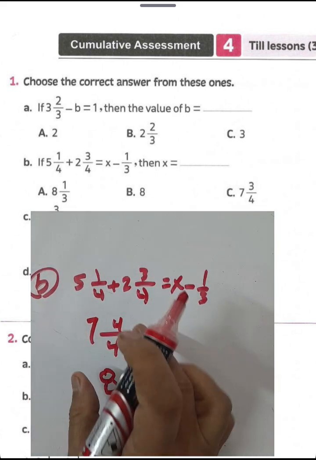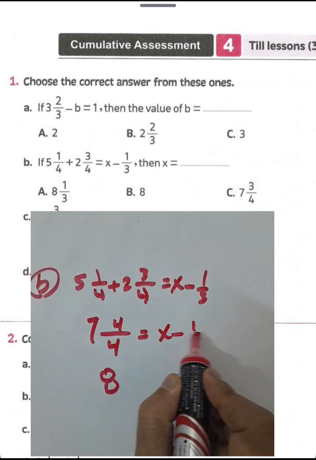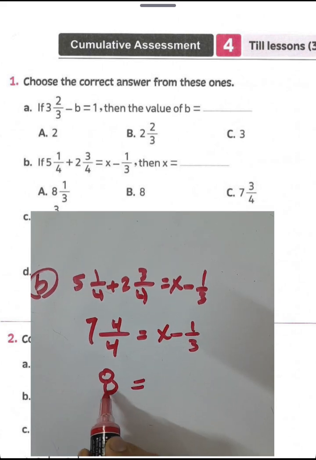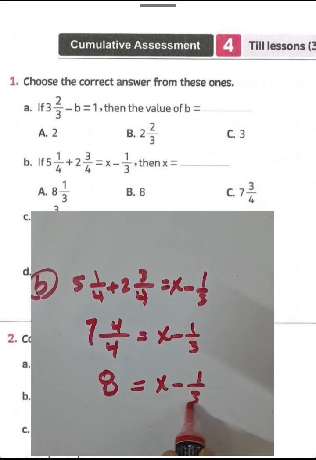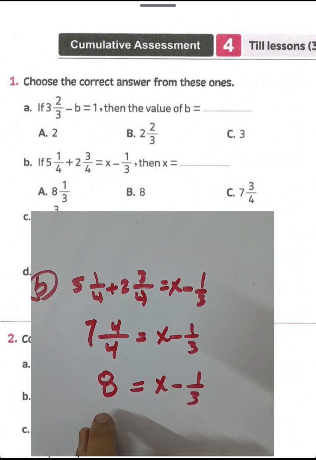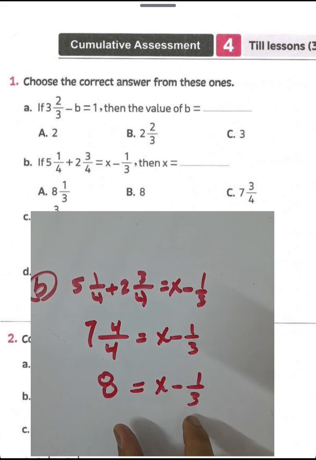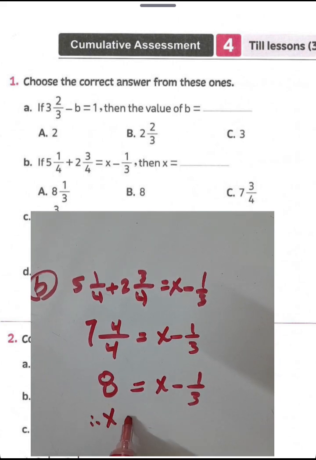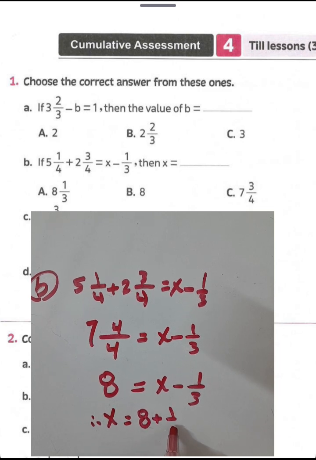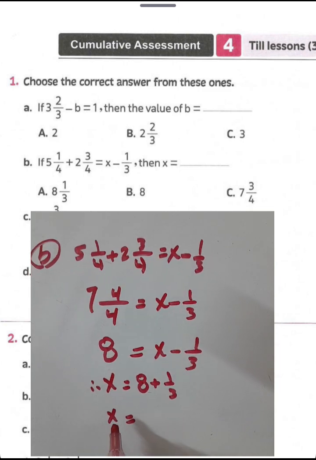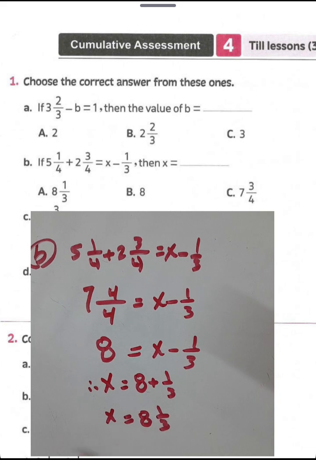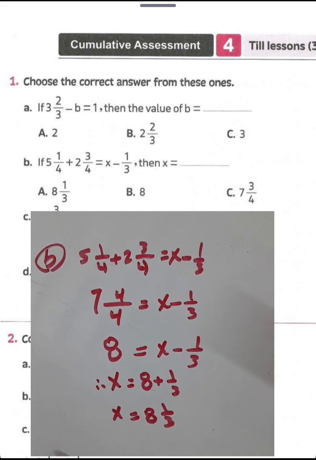Sum of them equal 8, and they give us x subtract by 1 over 3. Then 8 equal x subtract by 1 over 3. To find the value of x, you must add 8 to 1 over 3. Then the value of x equal 8 plus 1 over 3. Then x will be 8 and a third. Okay, 8 and a third. Choose letter A.